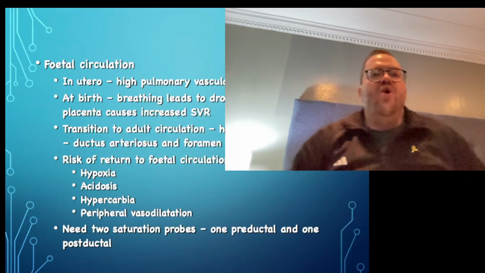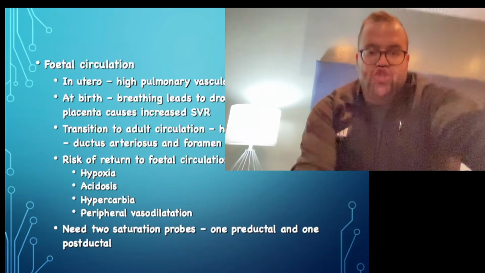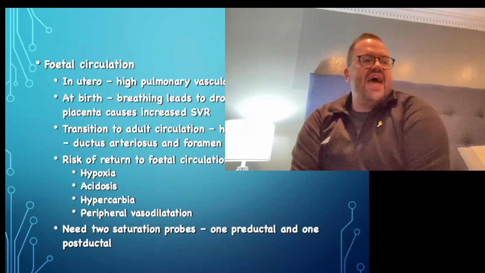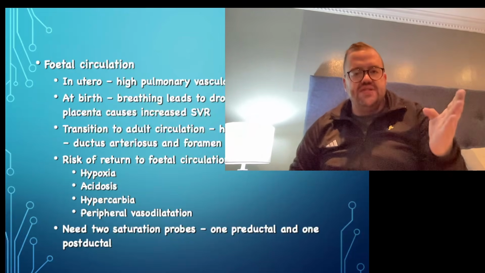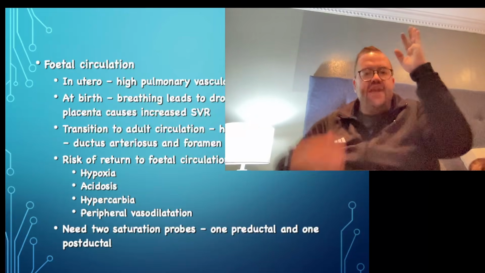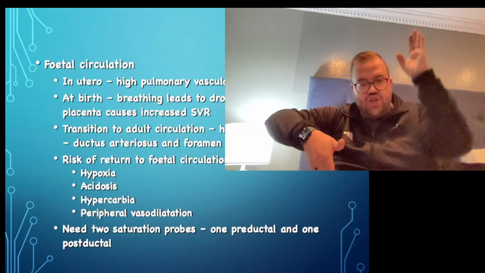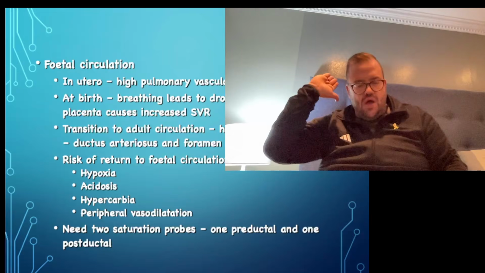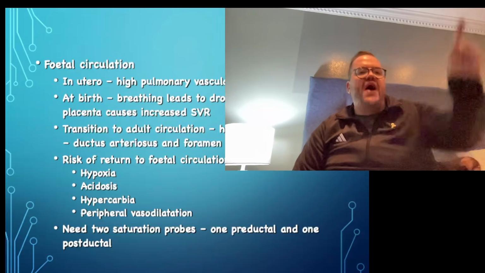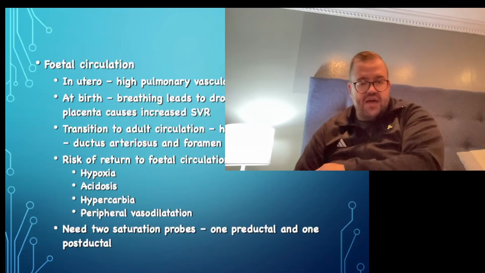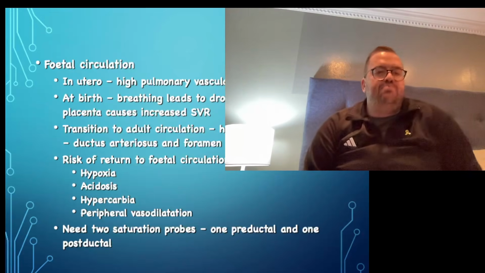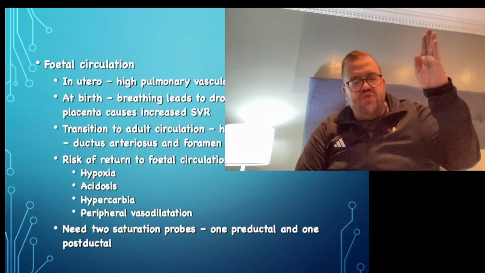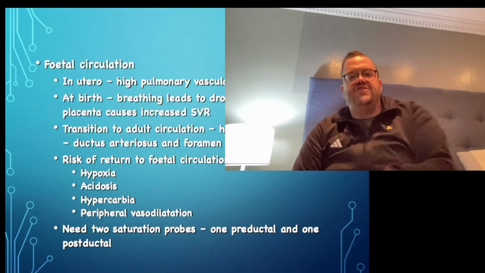So we're describing the return to fetal circulation. And basically what that is that you have a sudden increase in pulmonary vascular resistance and a drop in systemic vascular resistance. So your pressure gradients have completely flipped. Remember, in utero, we've got high pulmonary, low systemic. At birth, after the first breath, we have high systemic vascular resistance, low pulmonary vascular resistance.